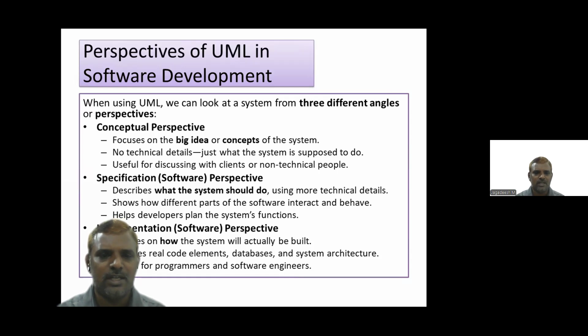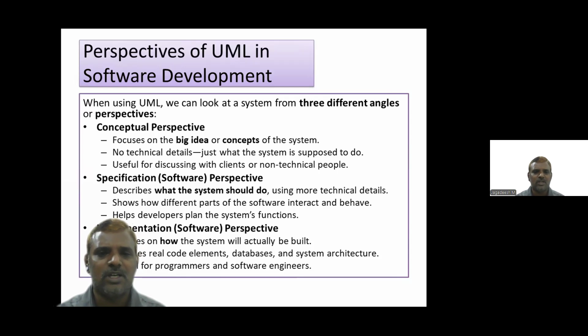Moving to the second perspective, this is called the software specification perspective. Here we will describe what the system will actually do. What specifications it will have, and how it can be implemented in future. Here you can find a lot more technical details than the conceptual detail. You can find the different components of the system, how those components will interact with one another, and after such interactions, how the system will behave. Those things you can find in the second perspective, which is called the specification perspective.